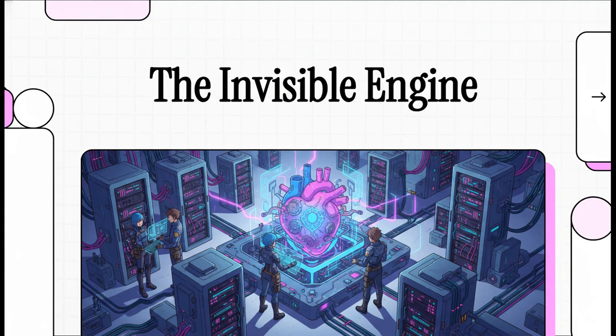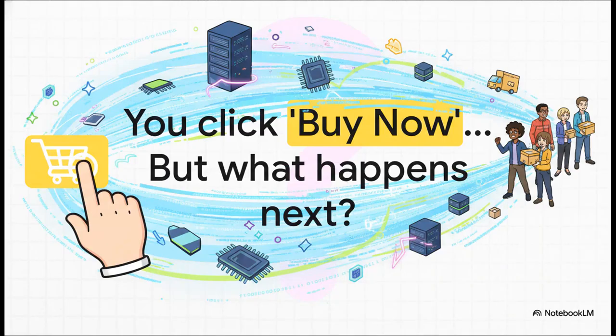Today, we're pulling back the curtain on the internet. We're going to take a look at the invisible engine that powers, well, pretty much everything you do online. We're talking about the back end. Think about the last time you bought something online. You find the thing you want, you hit that Buy Now button, and poof, a few days later, it's on your doorstep. But what actually happens in that split second after you click? That right there is where our story begins.